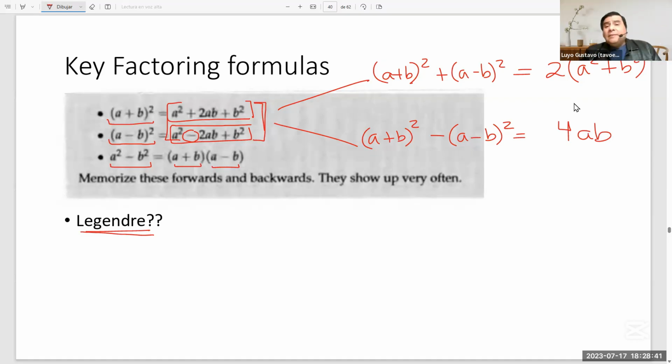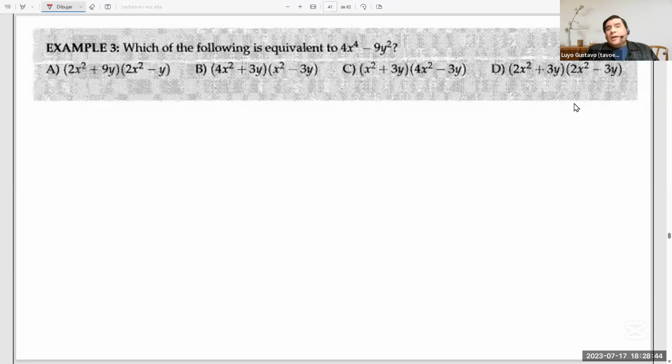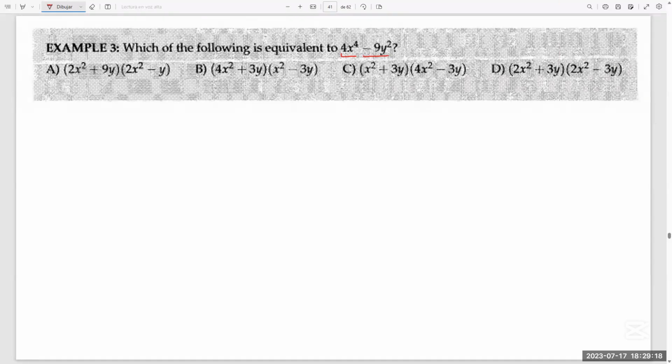Let's see now some more examples. Example 3. Which of the following is equivalent to 4x to the 4th minus 9y squared? They give you these alternatives. Remember that sometimes you need to recognize a situation where you can apply one of the identities mentioned a moment ago. It may be hidden in the expression.